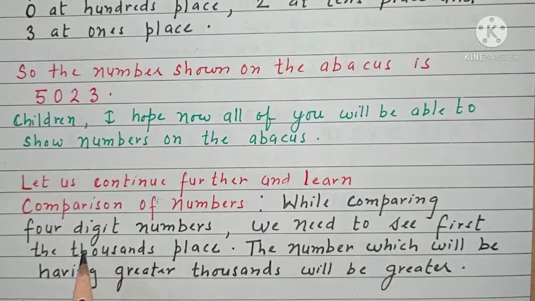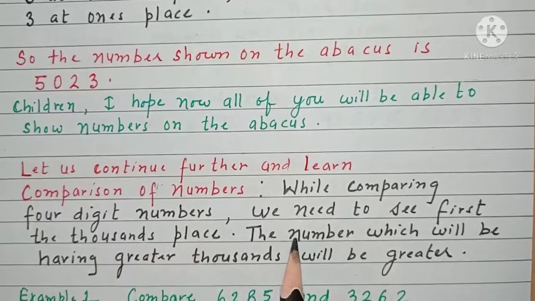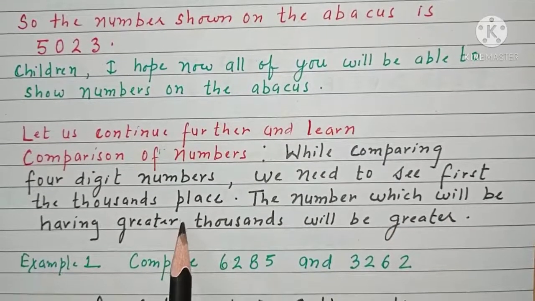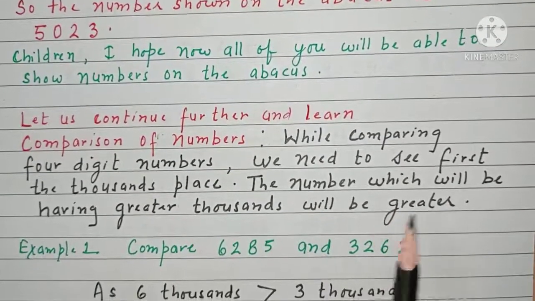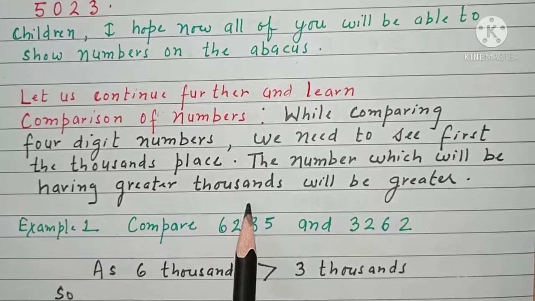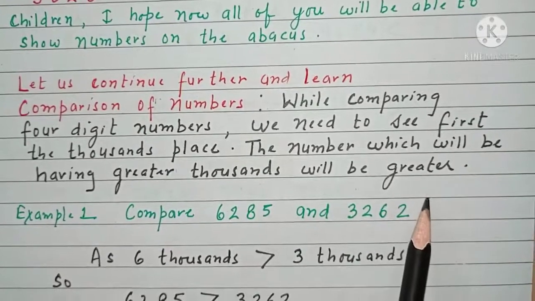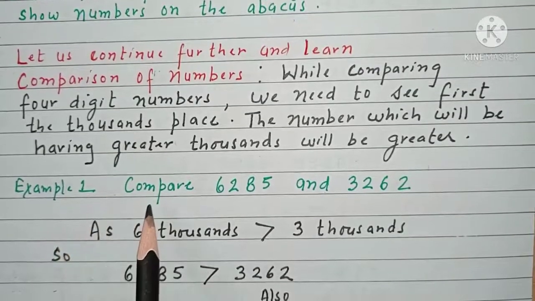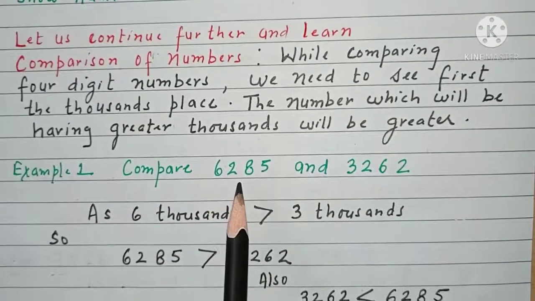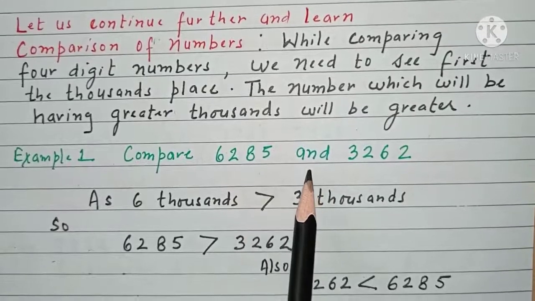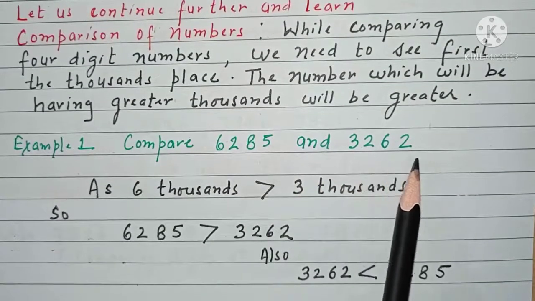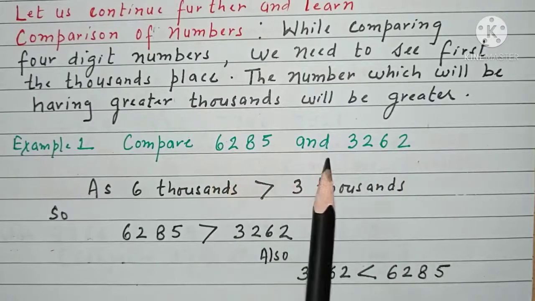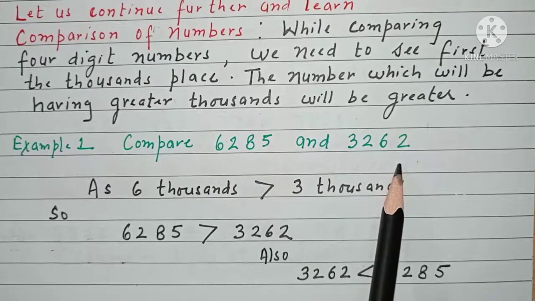While comparing 4-digit numbers, we need to see first the thousands place. The number which will be having greater thousands will be greater. Let us check out with the example. We have to compare 6285 and 3262. Now children, see the thousands place of these 4-digit numbers.